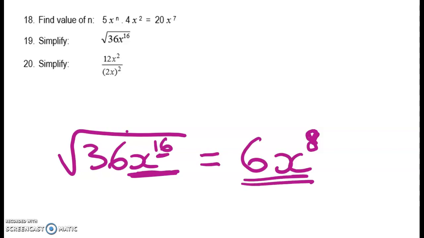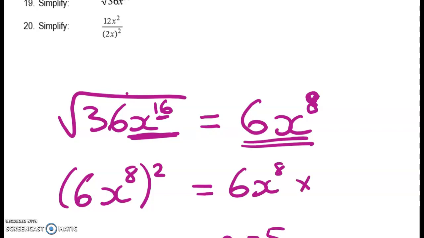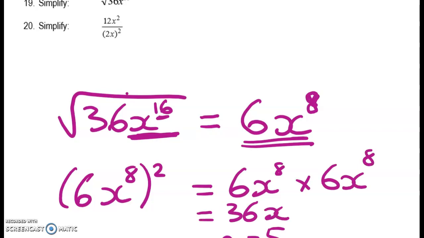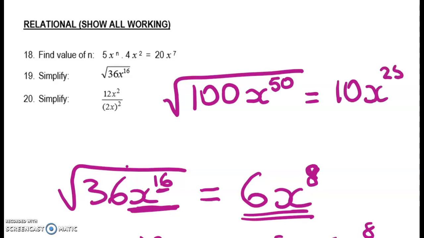So let's look at why this is going to give me the right answer. If I take 6x to the power of 8 and I square it, that's the same as 6x to the power of 8 times 6x to the power of 8, which gives me 36x to the power of 16, because I add the powers when I've got the same base. Okay, so we'll do one more of those. We've got the square root of 100x to the power of 50. The answer to that one's going to be 10x to the power of 25.